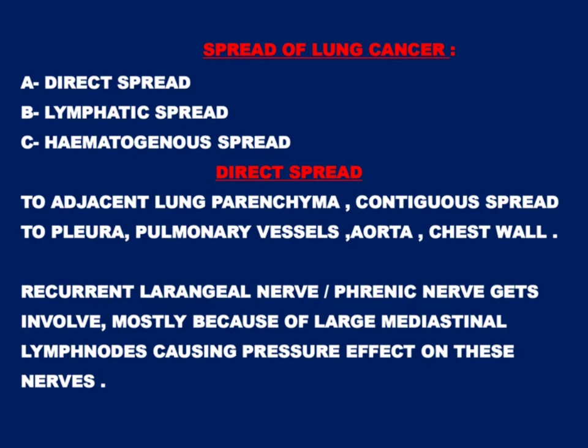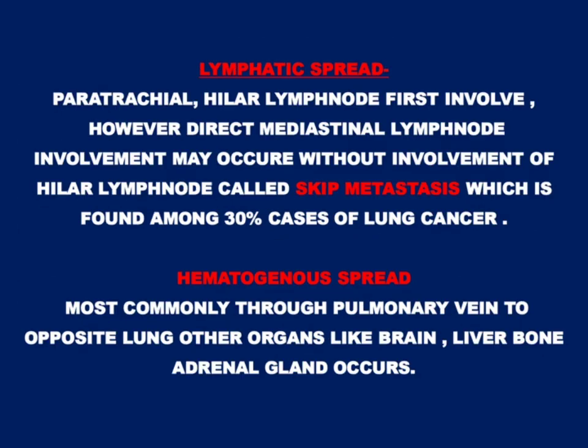So, spread of lung cancer: there are three methods of spread: direct spread, lymphatic spread, and hematogenous spread. Direct spread involves the adjacent lung parenchyma and contiguous spread to the pleura overlying the lung parenchyma. Pulmonary vessels, aorta, chest wall, ribs, and serratus anterior muscles can be involved, and ultimately the recurrent laryngeal nerve and phrenic nerve are involved because of a large mediastinal lymph node or a proximal bronchial tumor causing a pressure effect on them.